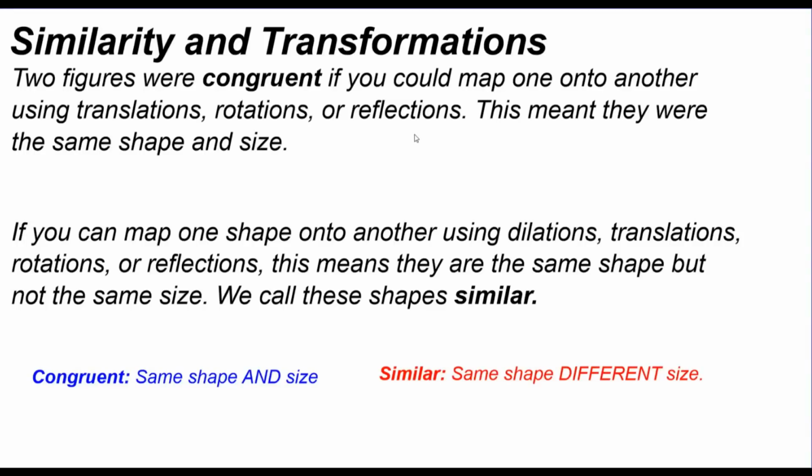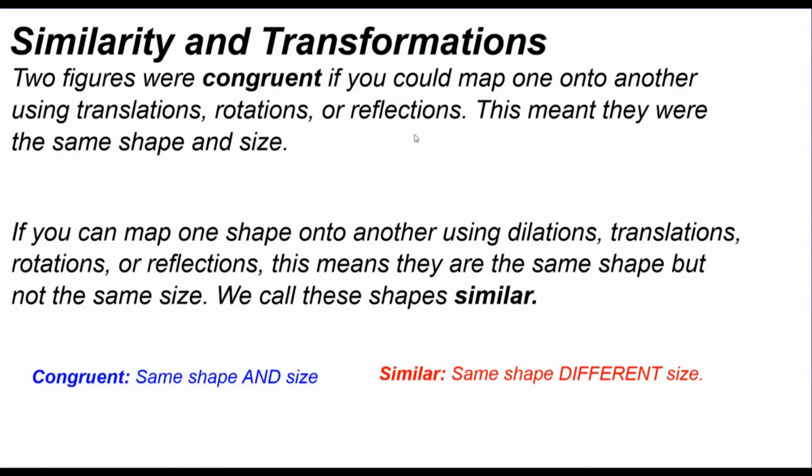Okay, in this video, we're going to talk about similarity and transformations. A couple of videos ago, we talked about two shapes being congruent, and we said that two figures were congruent if you could map one onto the other using translations, rotations, or reflections, and that meant that they were the same size and shape. But now we're going to talk about including our dilations.